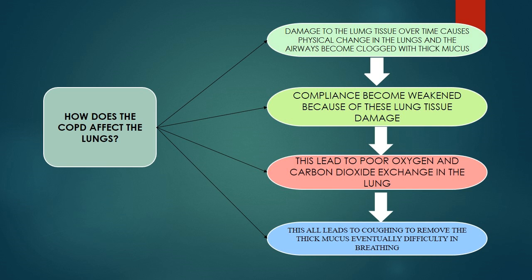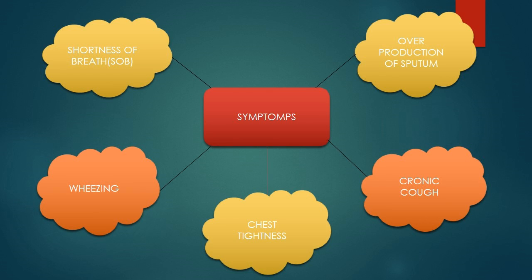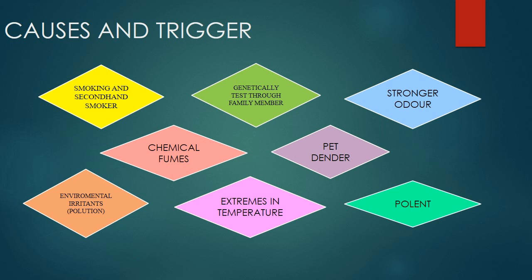How does COPD affect the lung? Damage to the lung tissue over time causes physical change in the lung, and the airways become clogged with thick mucus. Compliance becomes weakened because of this lung tissue damage, and this leads to poor oxygen and carbon dioxide exchange in the lung. This all leads to coughing to remove the thick mucus, and eventually difficulty in breathing. The symptoms of COPD are shortness of breath, wheezing, chest tightness, chronic cough, and overproduction of sputum.